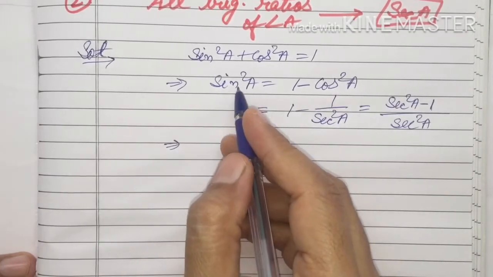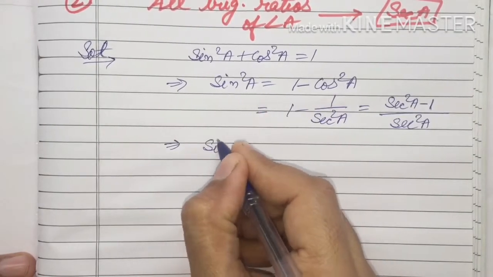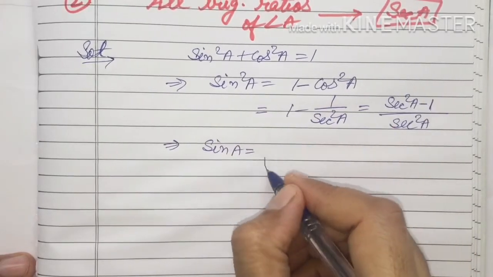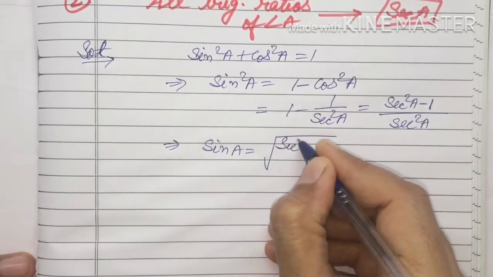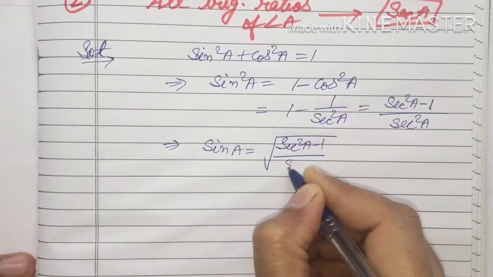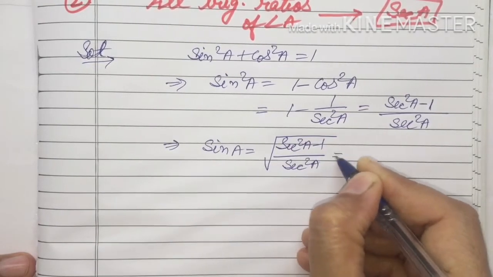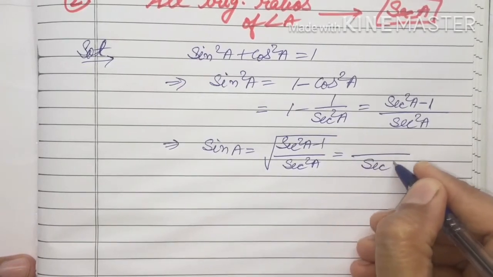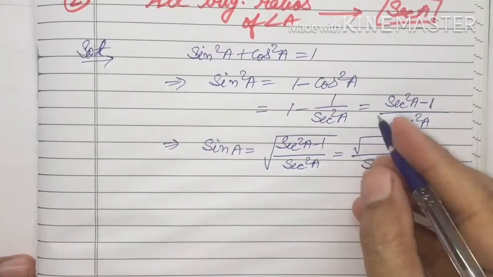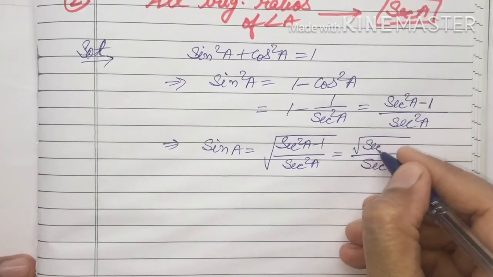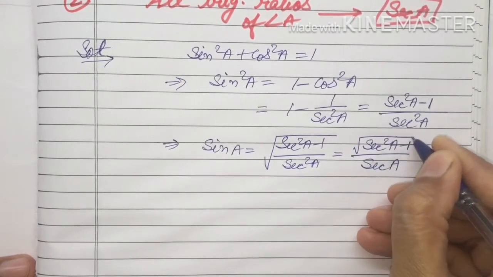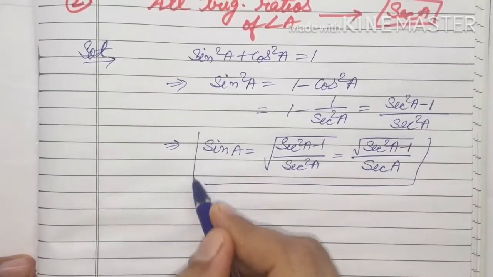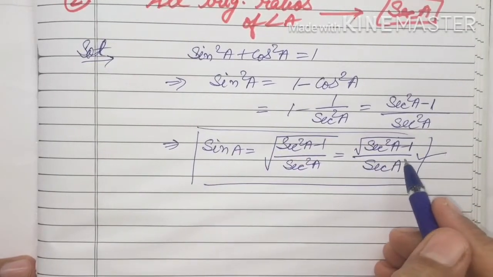So we have to find the value of sine A. This square will go on the right side and become root of secant square A minus 1 upon secant square A. So in the denominator that root will cancel secant A, and in the numerator root will be there, secant square A minus 1. So first thing we did, sine A in the form of secant A.